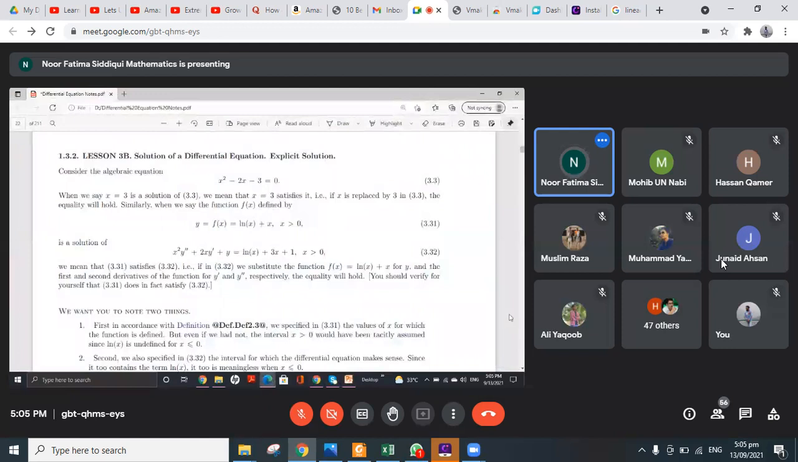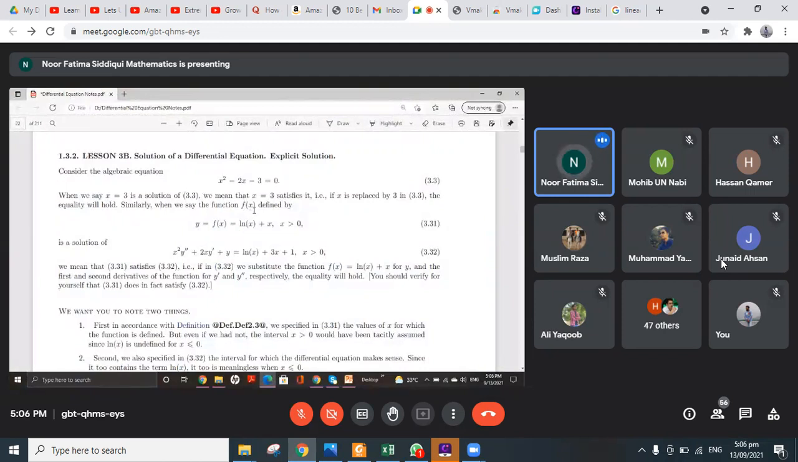If you can see equation 3.3, consider the algebraic equation x square minus 2x minus 3 equals 0. We have given an algebraic equation in 3.3. We say that when x is equal to 3, 3 will satisfy the equation. So 3 is a solution. Solution means when I substitute x equals 3 here, left hand side will be equal to right hand side. Similar, as I told you, is true for a differential equation.